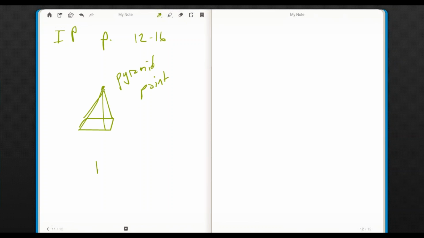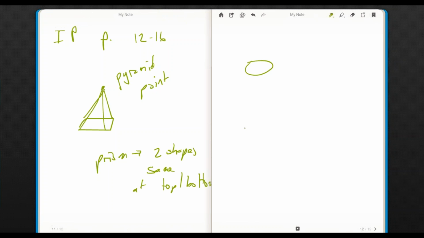Okay, and a prism is always going to have 2 shapes the same at the top and bottom. So, for example, a cylindrical prism, we really just called a cylinder. Okay, let's not go with cylinder, that's a bit of a different shape. Let's go with a rectangular prism. If it has the same shapes on the top and bottom, that's what makes it a prism. Okay, it's not a cube, it's a prism. A cuboid, okay, because it's 6 sides.